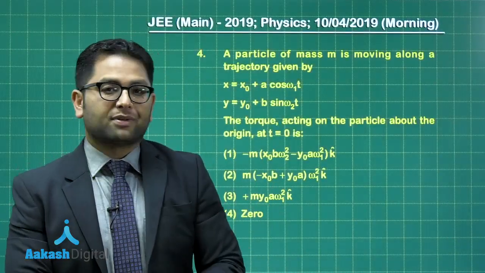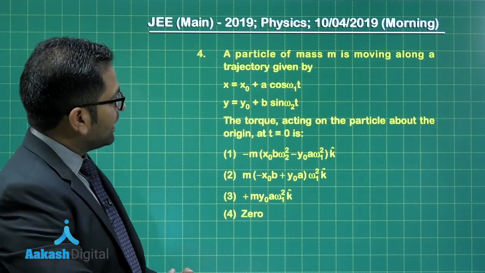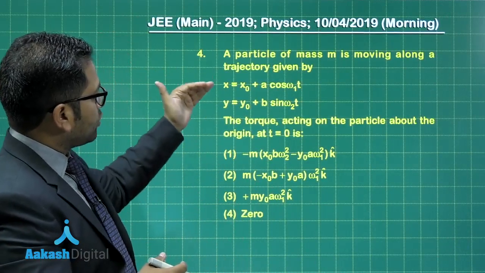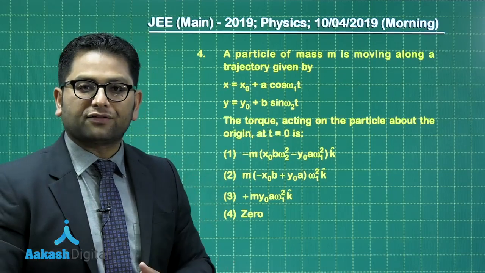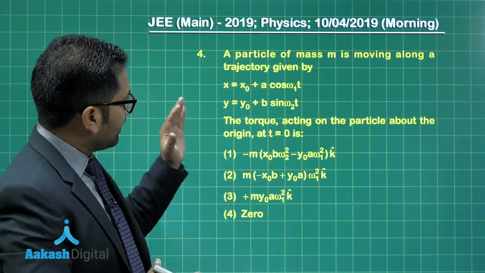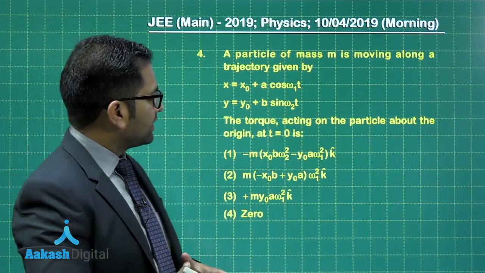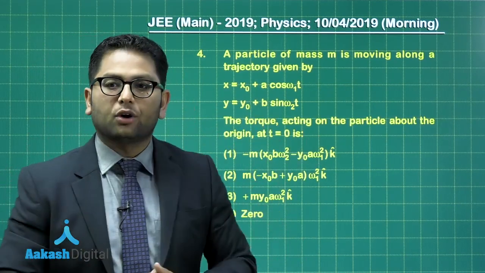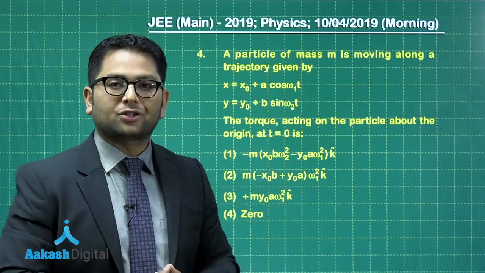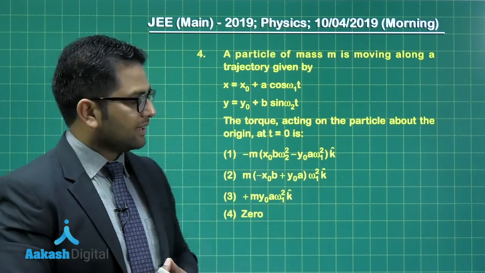Proceeding to question number 4. Look at the question. It gives the x coordinate and y coordinate of a particle as a function of time, and here we need to calculate the torque acting on the particle about the origin. So we need to calculate the torque about the origin.